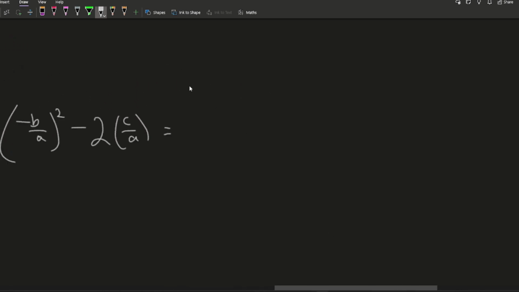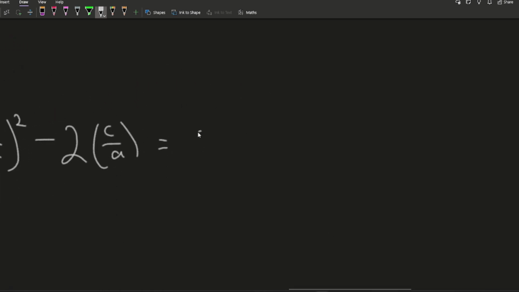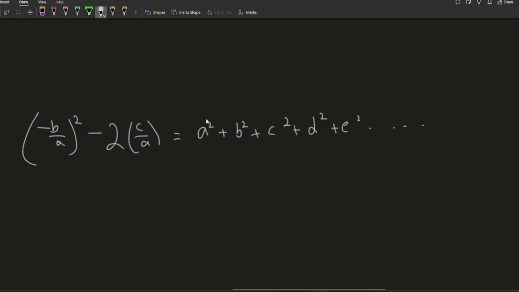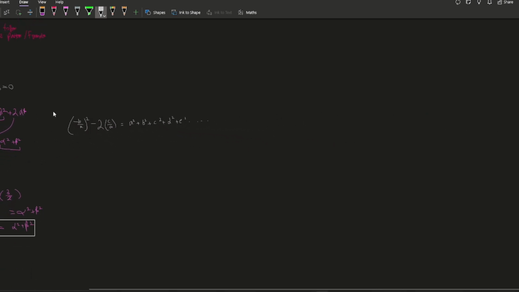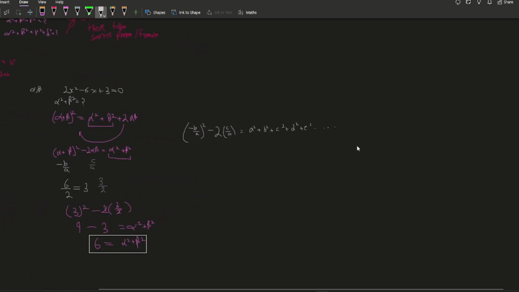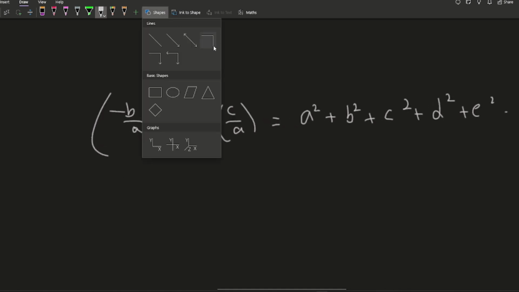This will always be equal to a square plus b square plus c square plus d square plus e square and so on. So now let's solve an example for a cubic using this pattern.